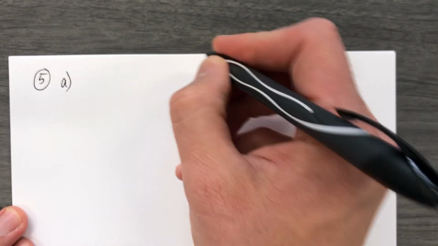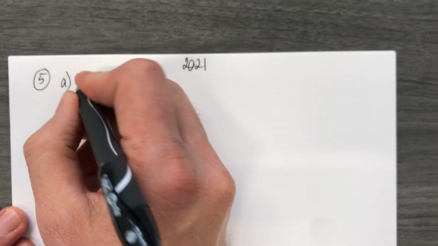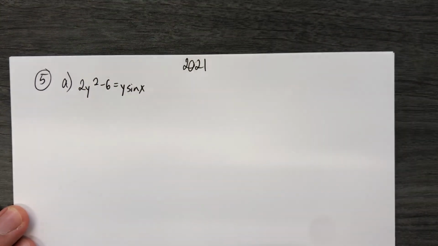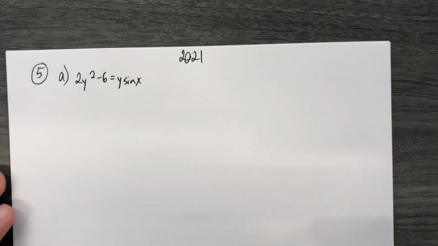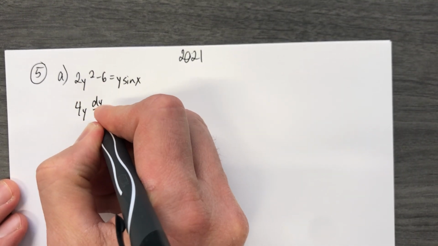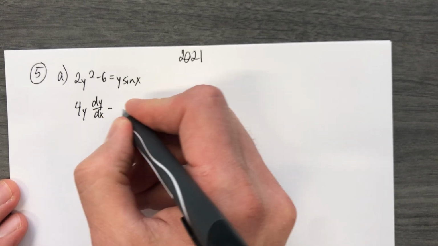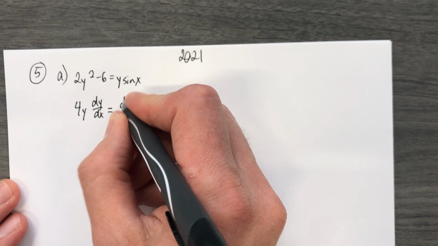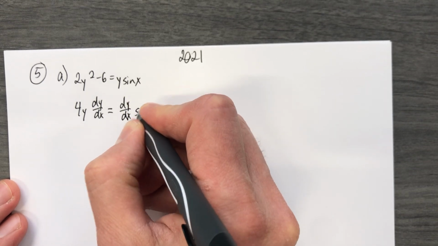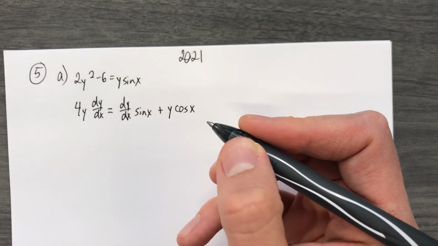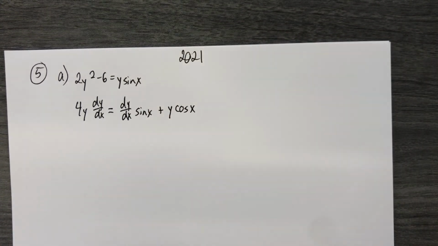So we're going to start with 2y squared minus 6 equals y sine of x, and we're going to take the derivative with respect to x on this. The derivative of this term is 4y dy dx minus 0, okay, so equals, product rule, so f prime g plus f g prime, and we're going to solve this thing for dy dx. So let's get all our dy dx terms on the same side.